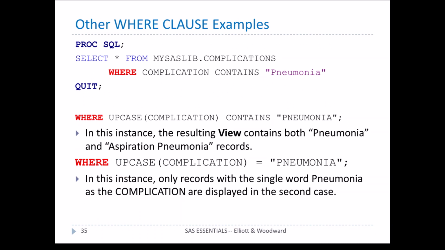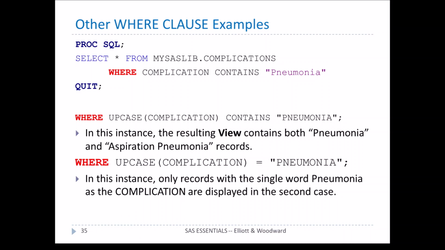All right, so there are other where clauses we could use. Here's an example where complication contains pneumonia. What that means is it looks at the contents of a record under the variable complication. If it contains the word pneumonia somewhere in that information, that is true. So it would say yes, I'm going to include this record.